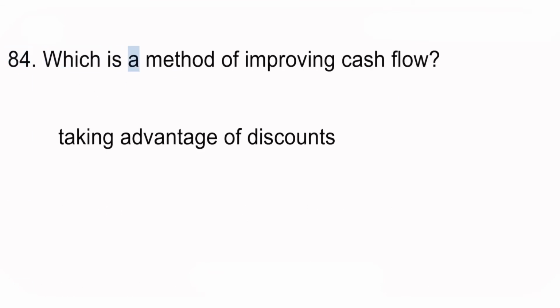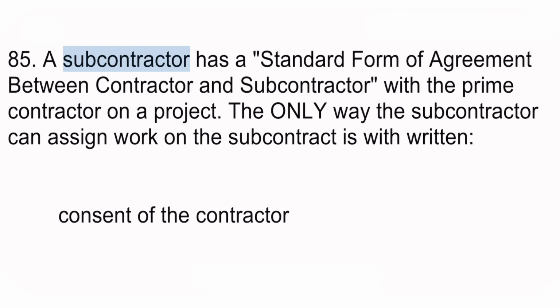84. Which is a method of improving cash flow? Taking advantage of discounts. 85. A subcontractor has a standard form of agreement between contractor and subcontractor with the prime contractor on a project. The only way the subcontractor can assign work on the subcontract is with written consent of the contractor.